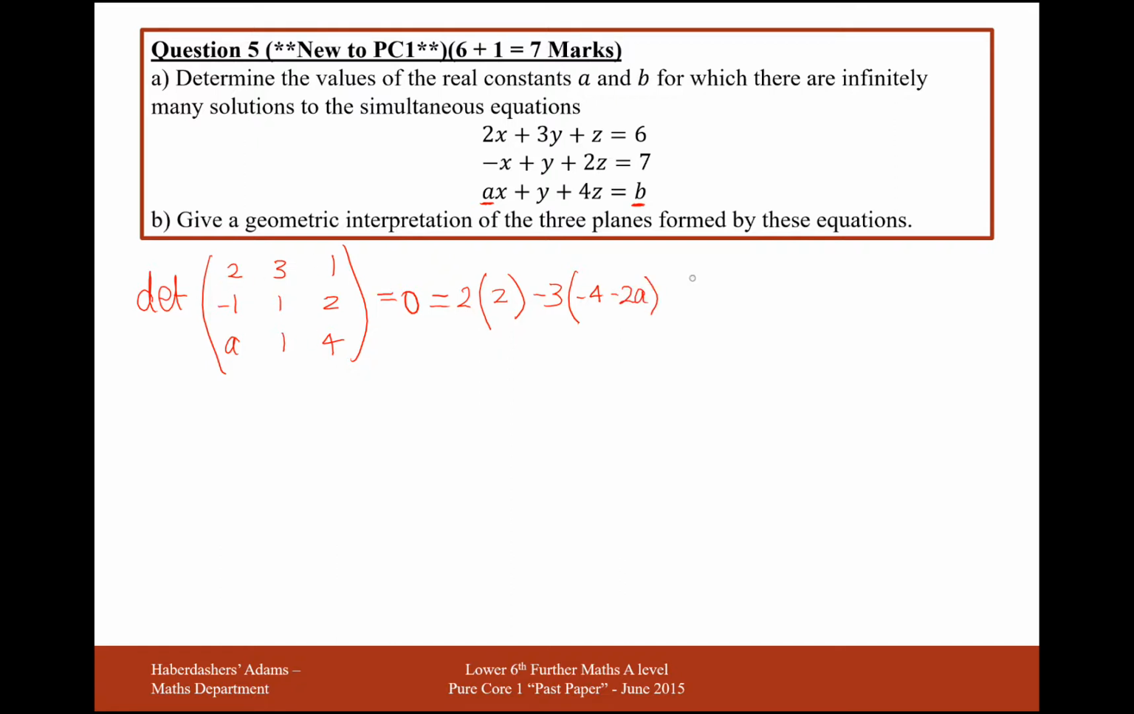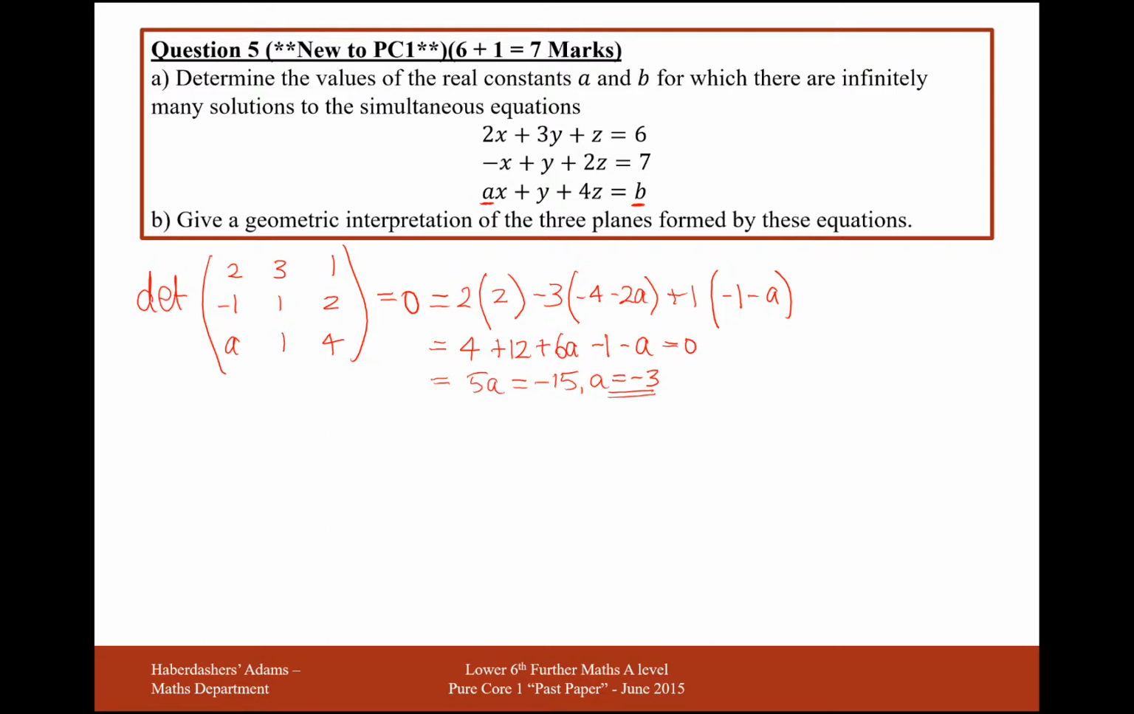And the last one, cross out the row and the column for 1. And that's going to be minus 1 minus a. Okay, so let's simplify this. We'll get 4 plus 12 plus 6a minus 1 minus a equals 0. So this will simplify to 5a. That'll make it 16, so equals minus 15. So a is equal to minus 3.